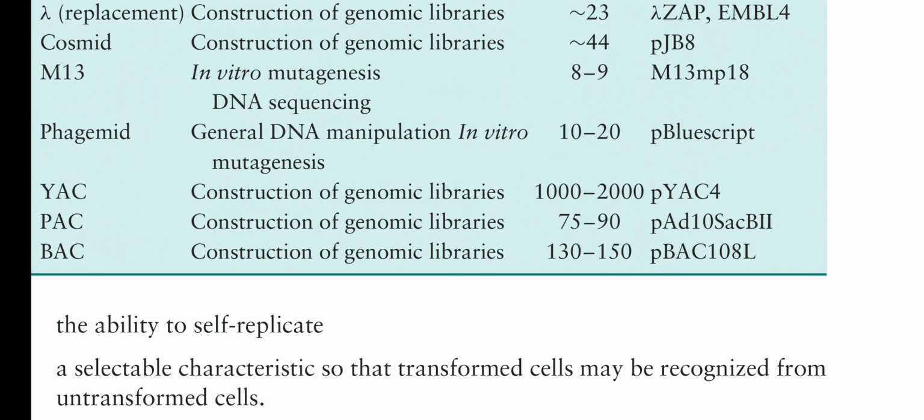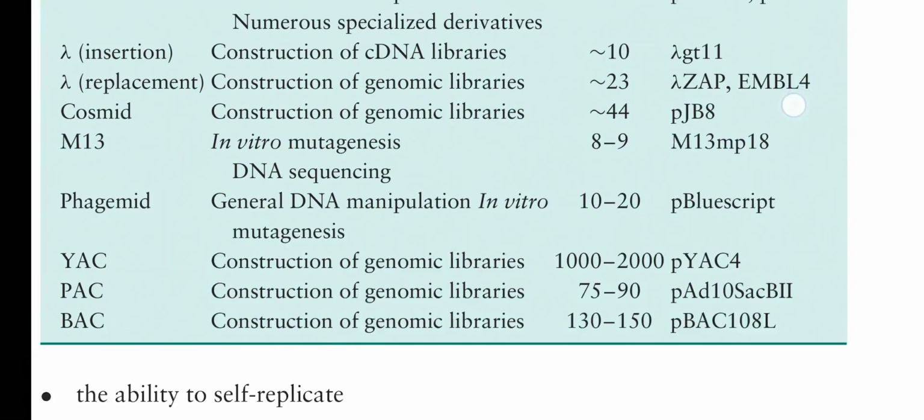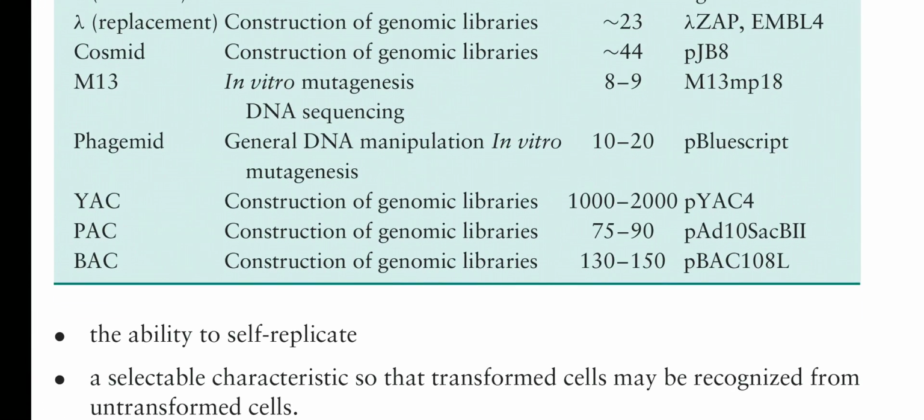Then YAC, the yeast artificial chromosome. I'm talking about this because it can carry a size up to 1 to 2 megabase pairs. That's very interesting.